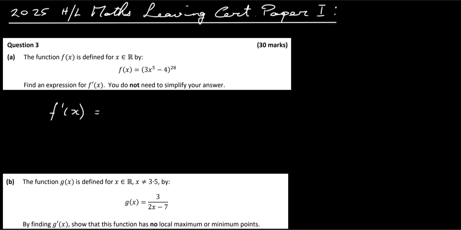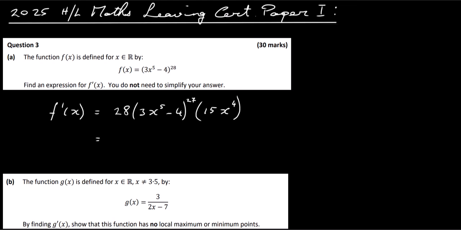Okay, so if we don't need to simplify the answer, we can just use the chain rule. Take the 28, bring it down. Write down what's in the bracket, 3x^5 - 4, and then reduce the power by 1 to 27. Now we need to differentiate what's inside the bracket. Differentiating 3x^5, bring the 5 down, multiply by 3, so that's 15, and then it's x, reduce the power by 1, so that's the power of 4.